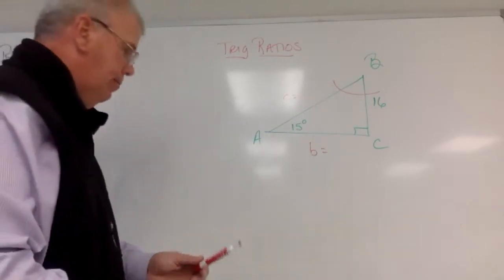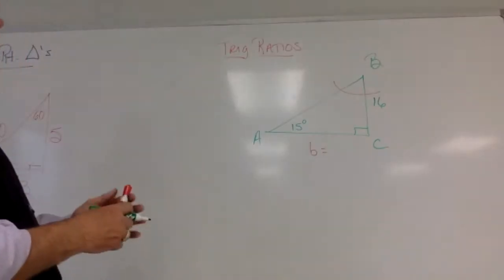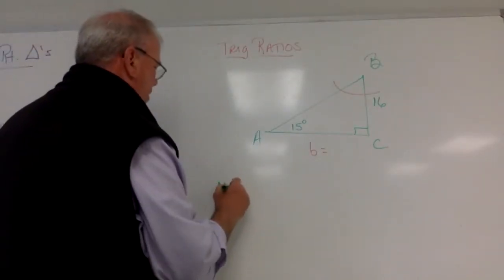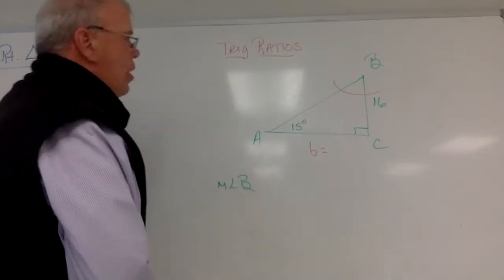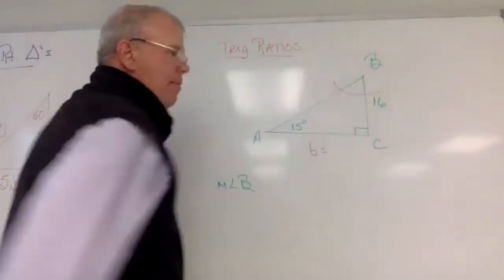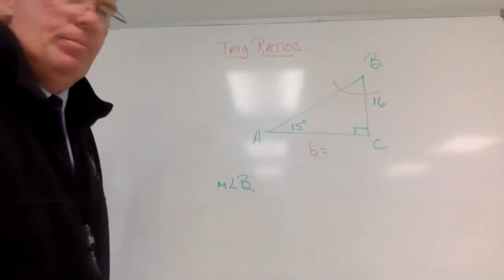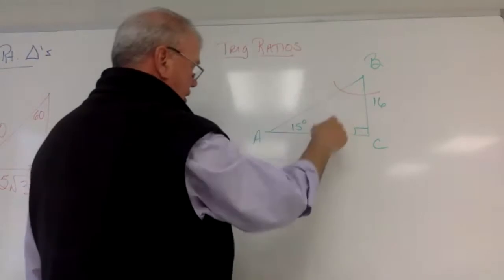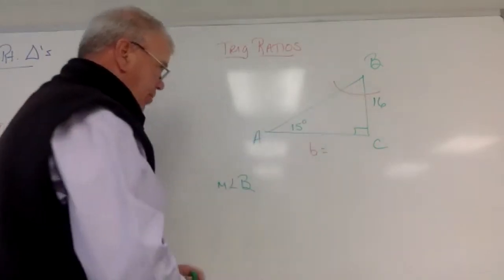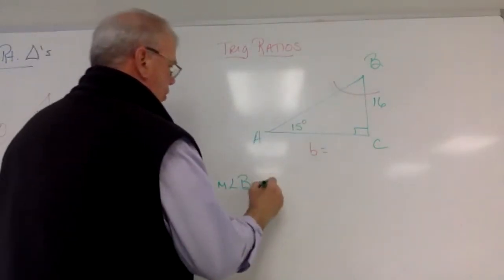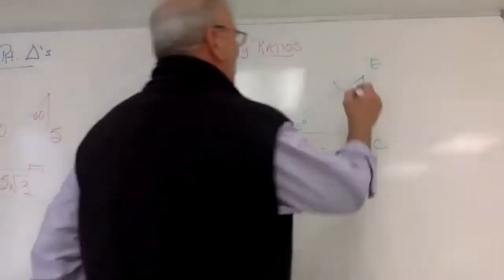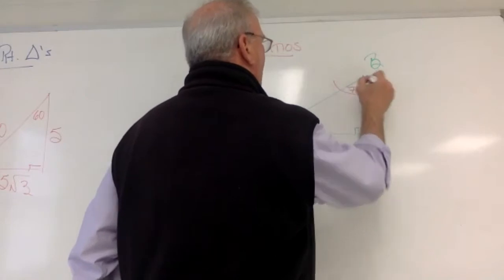All right, good. The first thing I'm going to do is find angle B. That's kind of easy, right? What do 15 and angle B have to add up to? 90. So what's 90 minus 15? 75 degrees. So there you go, angle B is 75 degrees.